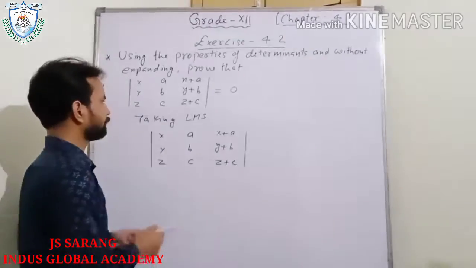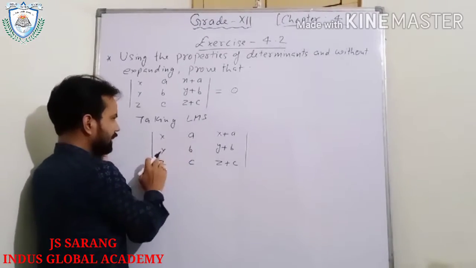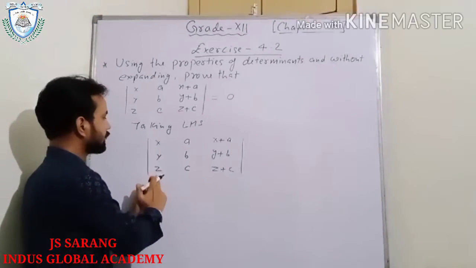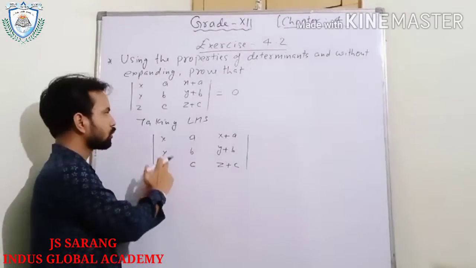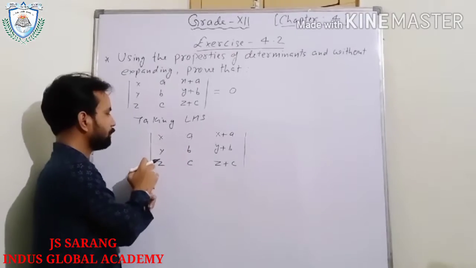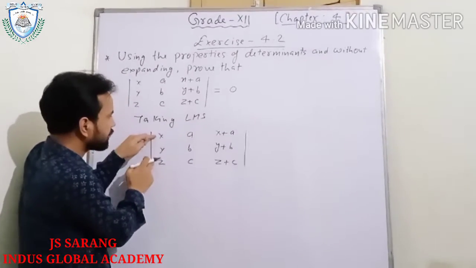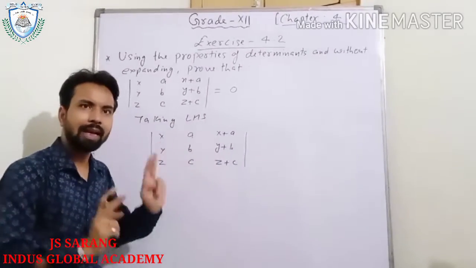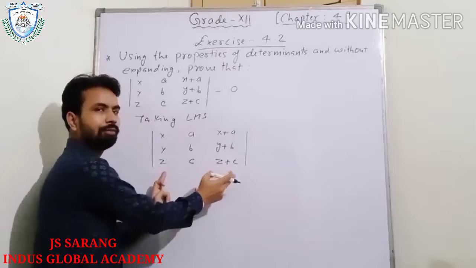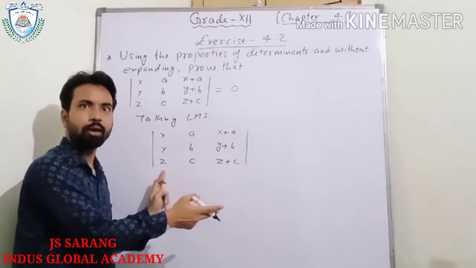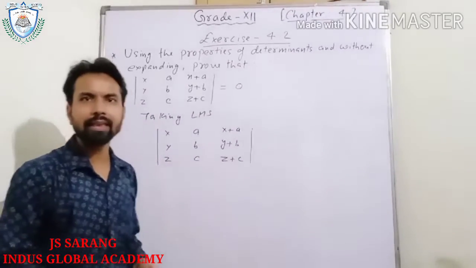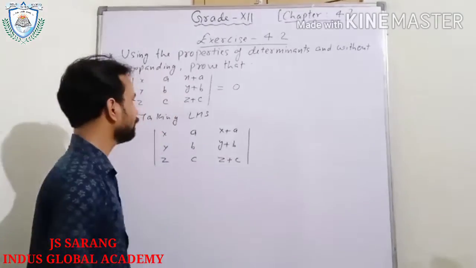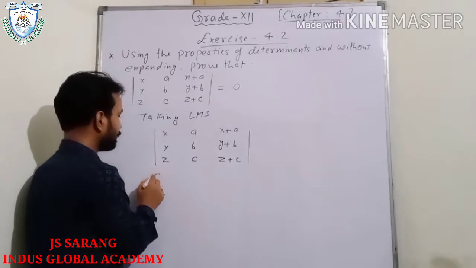Clear? So see, this is X, this is A, this is Y, this is B, this is Z and this is C. If we add C1 plus C2, we will get X plus A, Y plus B, Z plus C. That means C1 and C3 will be identical. If 2 rows or 2 columns are identical, then the value of the determinant will be 0. Understood? So we will implement the operation here.